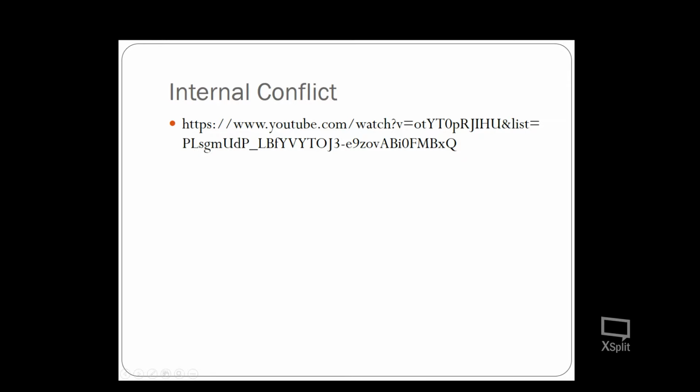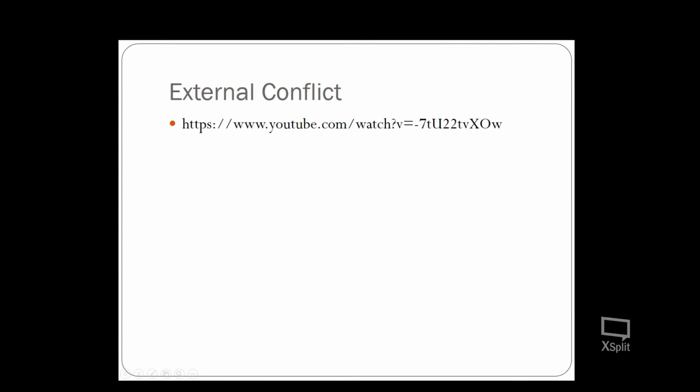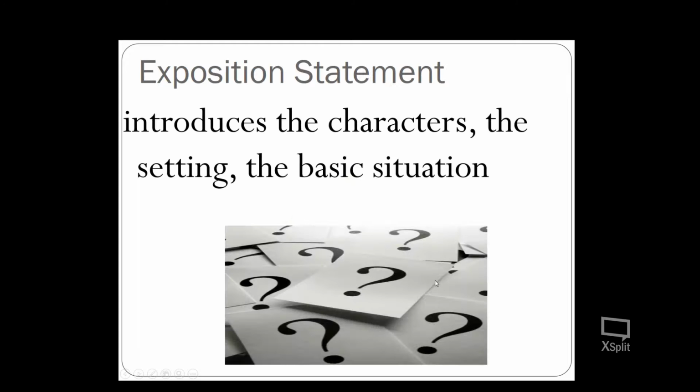Okay, so moving right along. Next we have Freytag's Pyramid, also called a story arc or plot diagram. There's exposition, rising action, climax, falling action, denouement or resolution. It also can look like this. There's exposition. This is just where it introduces the characters, the setting, and the basic situation. I'm not going to get too deep into this because you guys will find this lesson somewhere else later on in your year. And this is just where it's introducing everything.